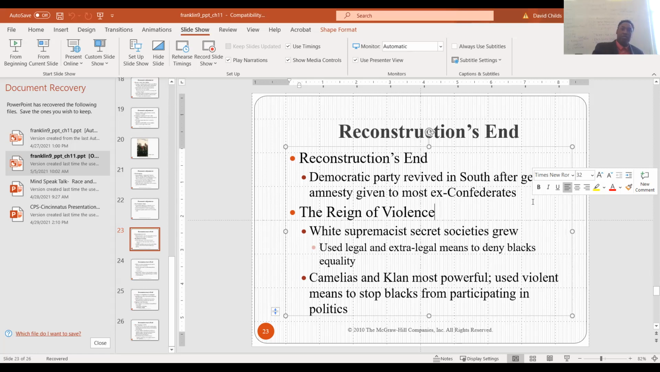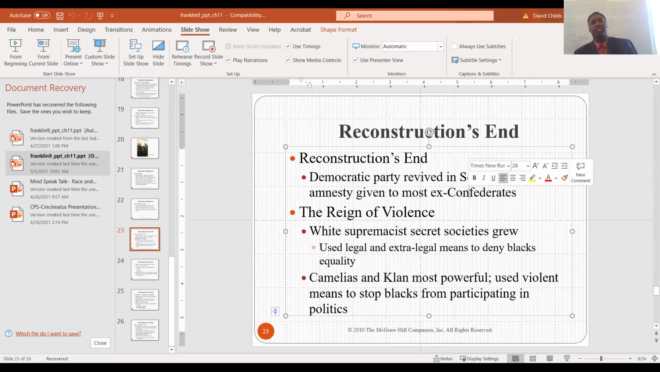They were so upset that they put Trump in office, and then we saw the rise of white supremacy. We saw the rise of people going into Black churches killing people. That's a pattern we see in history. Same thing that happened during this time. They were so upset that African Americans made all these gains, they're in Congress, et cetera, and so forth. It triggered violence. The Democratic Party, which back then was equivalent to the Republican Party now, revived in the South after general amnesty given to most ex-Confederates.